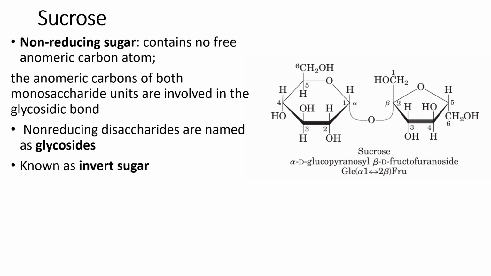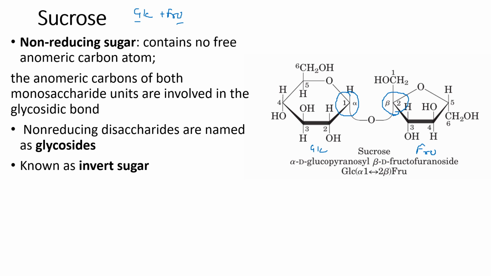Next is sucrose. Sucrose is made up of glucose and fructose. Glucose, we know, is an aldohexose, and fructose is a ketohexose. This is glucose, and this is fructose. It is the pyranose form of glucose involved, and the furanose form of fructose. In case of glucose, which is an aldohexose, C1 is the anomeric carbon, and in case of fructose, C2, the keto carbon, is the anomeric carbon.